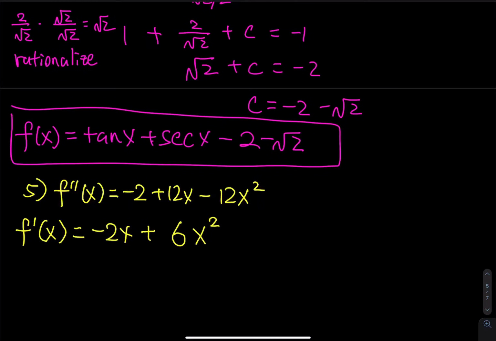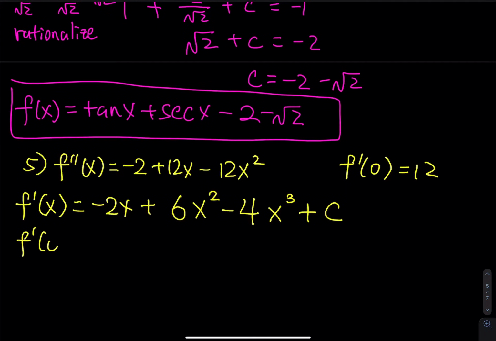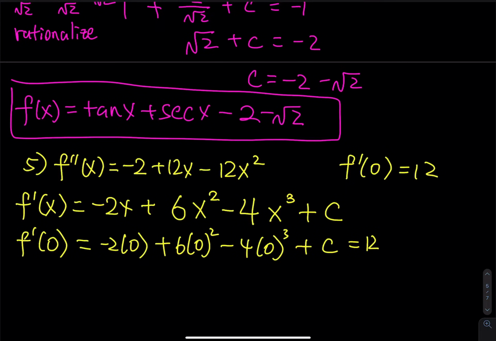With some practice, you should be able to do this without a lot of hassle. And then minus, this is x, 2 plus 1 is equal to 3. 12 divided by 3 is equal to 4. That's it. Plus c. And then there is a condition that f prime of 0 is equal to 12. Let's get the constant. So f prime of 0, this is negative 2 times 0 plus 6 times 0 squared minus 4 times 0 to the third plus c equals 12. So easy, c is just equal to 12.